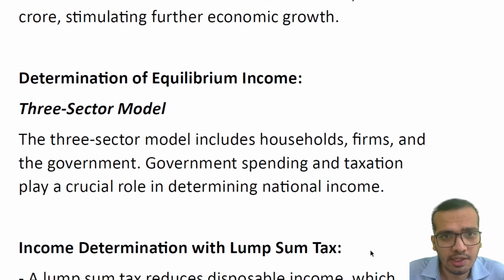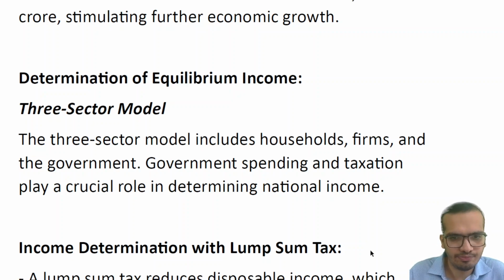Then comes determination of equilibrium income. So, the three sector model. The three sector model includes households, firms and the government. Government spending and taxation play a crucial role in determining national income.